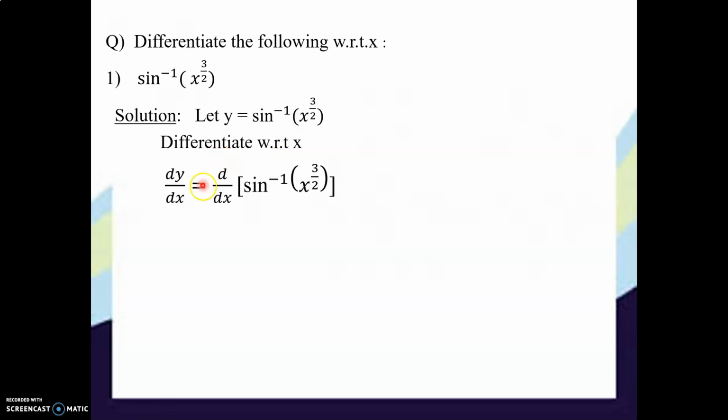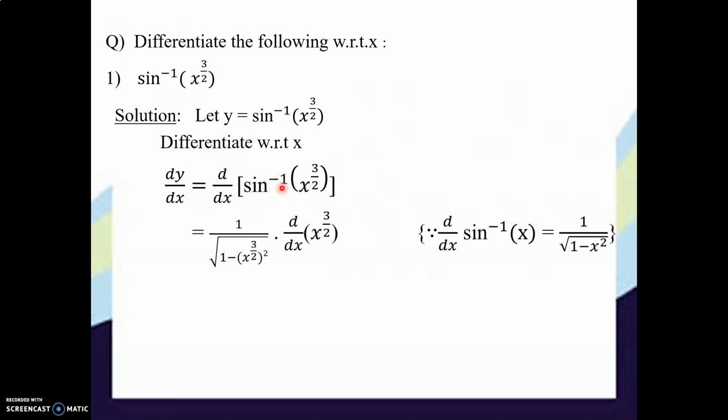So derivative of y with respect to x is equal to this function you have to write here. Then the formula 1 upon root of 1 minus x square. Since here the function is x raised to 3 upon 2 not x, you have to write x raised to 3 upon 2 as it is, whole square, into derivative of x raised to 3 upon 2, because this function is not x.